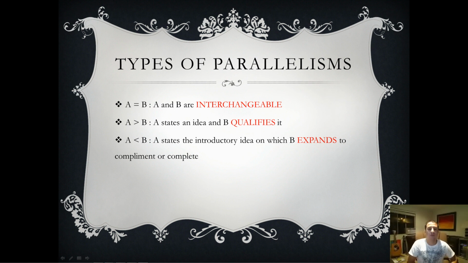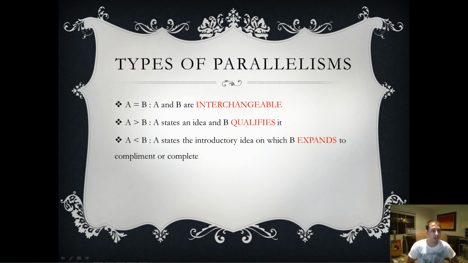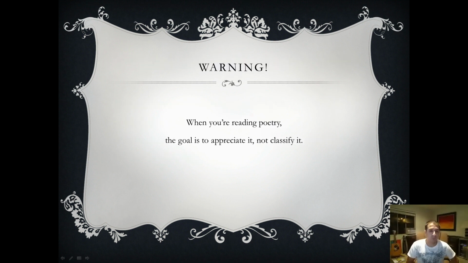Now, I know I went through that real fast and I haven't really defined what those mean. At this point, all I'm asking you to know is a really vague concept that there are 3 types of parallelisms, and generally that they're on equal footing, one's qualifying the other, or that they're expanding. Now let's go and really get an in-depth idea of what these parallels are.